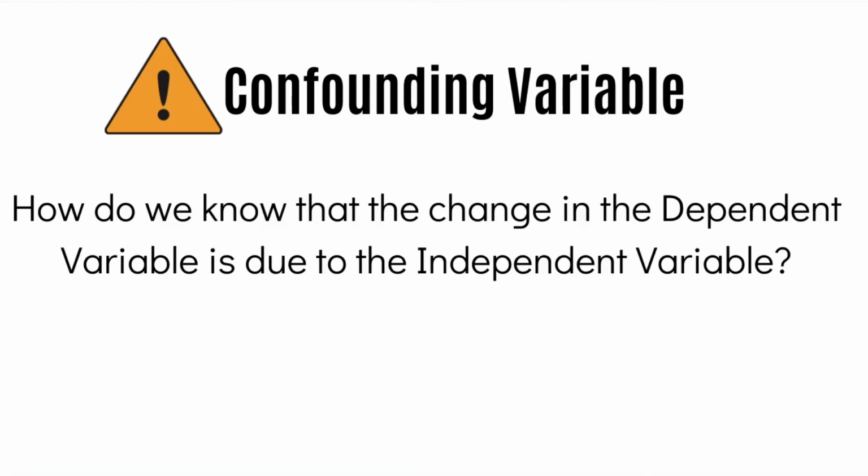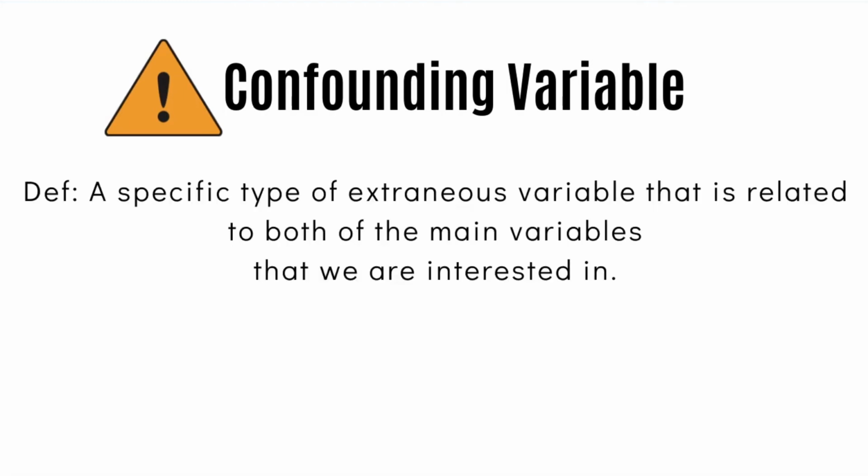Confounding variables can be defined as a specific type of extraneous variable that is related to both of the main variables that we are interested in. Thus, having confounding variables interfere in our study makes it very, very difficult to clearly isolate whether the changes in our dependent variable were due to the independent variable or some other factor that casts the same effect on the dependent variable as the independent variable of interest would have.